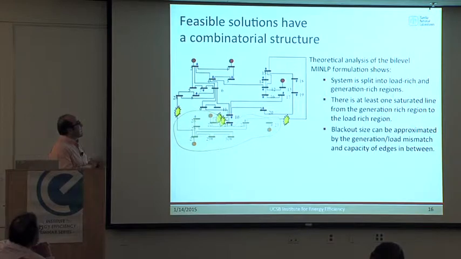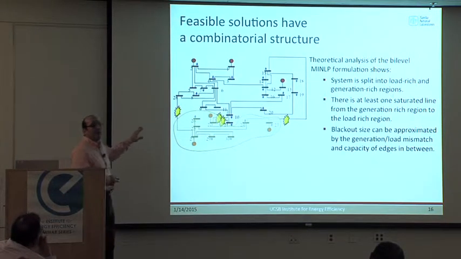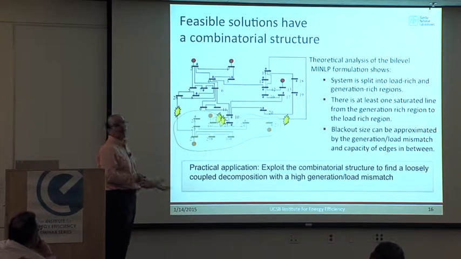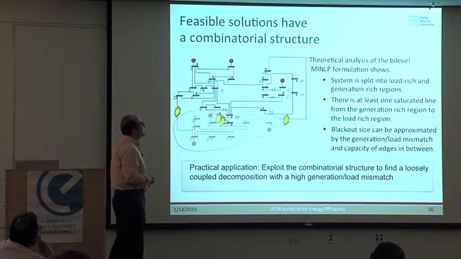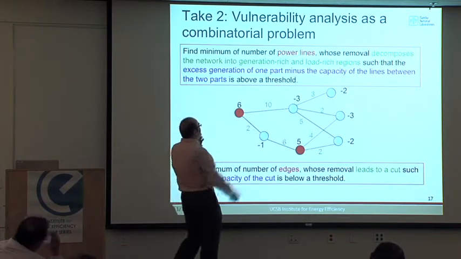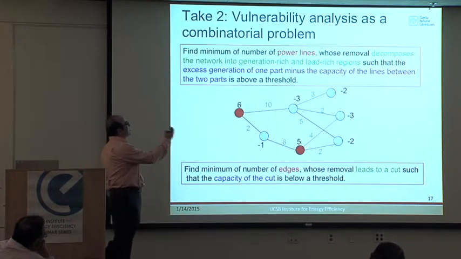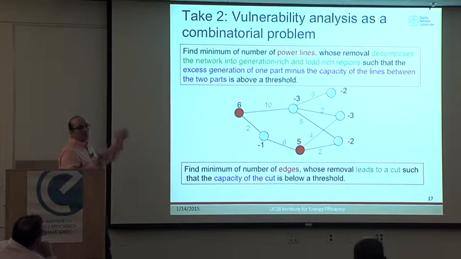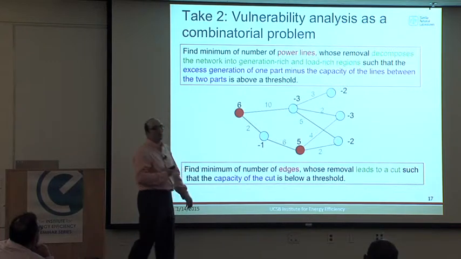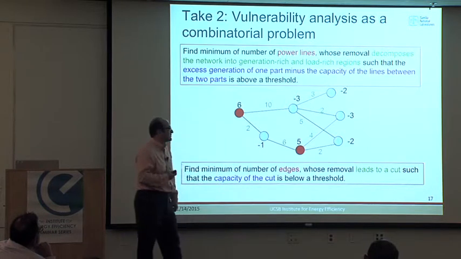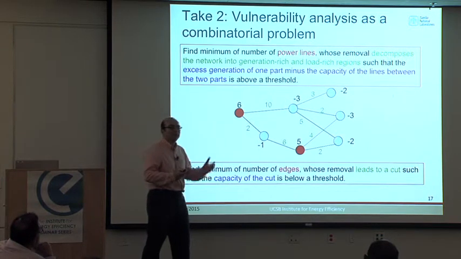So within this nonlinear problem, I can identify this combinatorial structure, and if I know the solution has this combinatorial structure, why don't I just go look for it? So the problem, if I rephrase what I've already said, is that I need to find the minimum number of power lines whose removal decomposes the network into load-rich and generation-rich regions, such that the excess generation, I'll not read the rest, but this is what I've already said. In computer science terminology, I'm trying to find the minimum number of edges whose removal leads to a cut. I was talking about the min cut in the system.